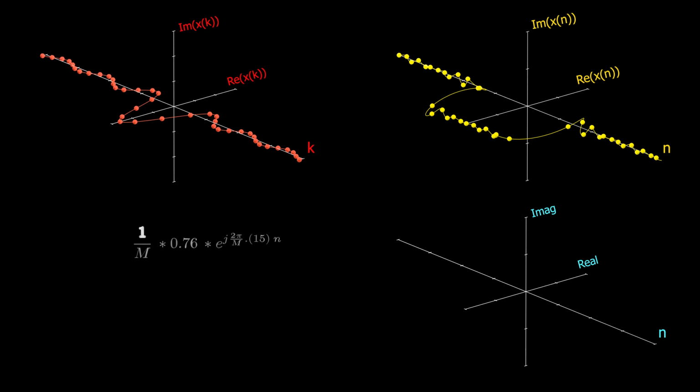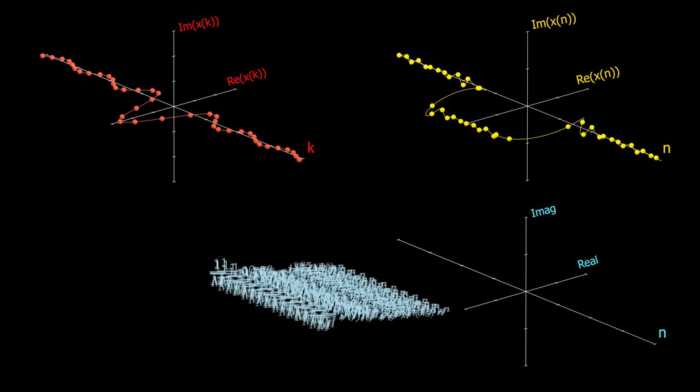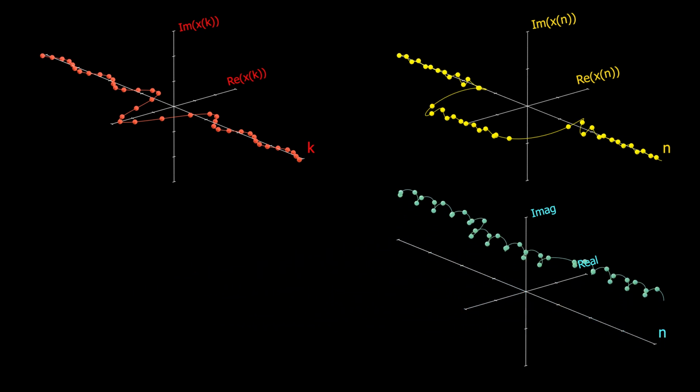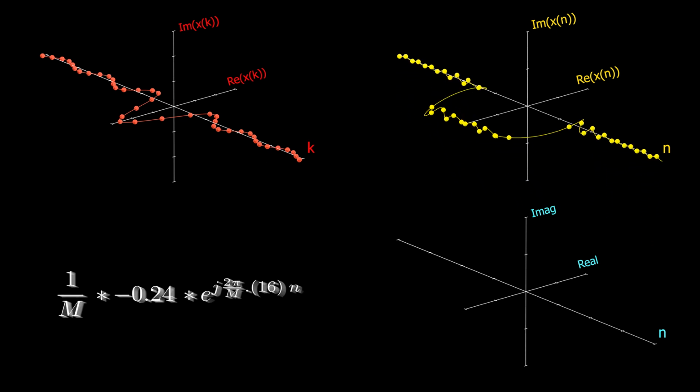Just by summing all the time domain complex exponentials associated with each sample in a frequency domain signal, we got the time domain rectangular function we started with.